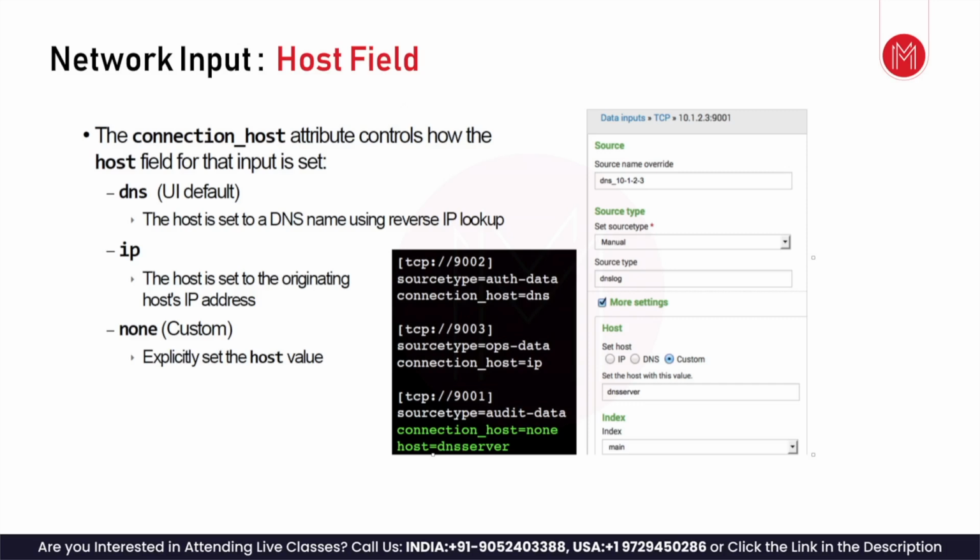If you see here, you have the same thing. The connection host attribute controls how the host field for that input is set. You can control this by giving DNS or IP address, anything you can give. If you don't give anything, it will take the host value itself. You can give whatever you want based upon your application server. So it is based on the TCP port, source type and connection host, which can be either DNS or IP address.